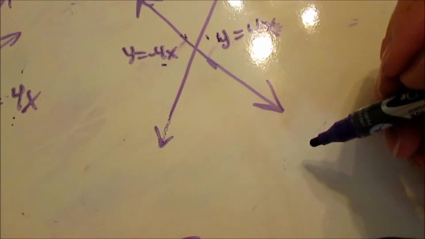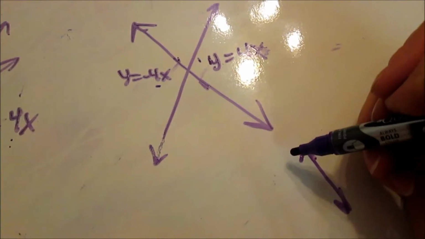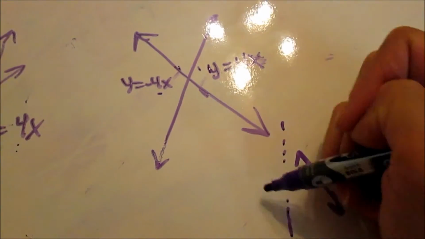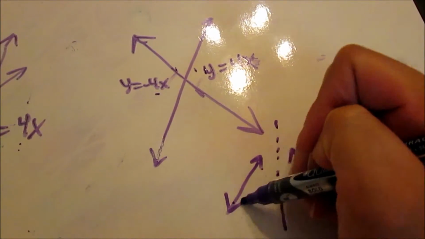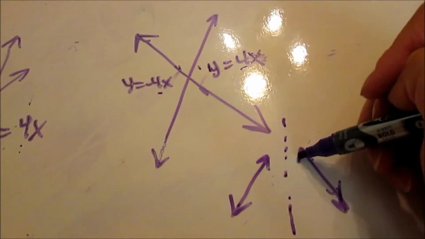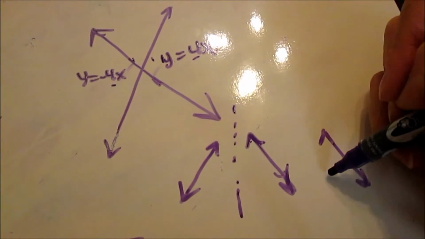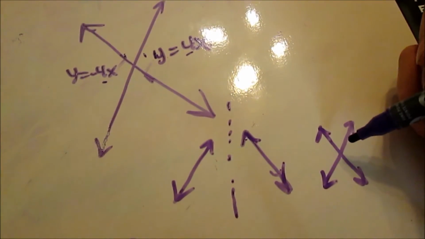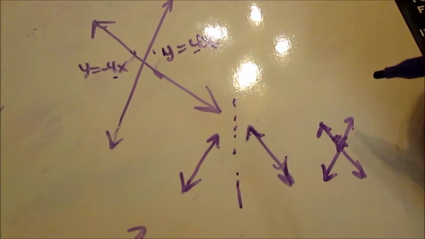Now imagine one line is steep, and let's say they're opposites. Imagine this is a mirror, and they're opposites of each other. Now if I were to lay them one on top of the other, if you can visualize it really well, they're not going to make 90-degree angles. No, that's not going to happen.